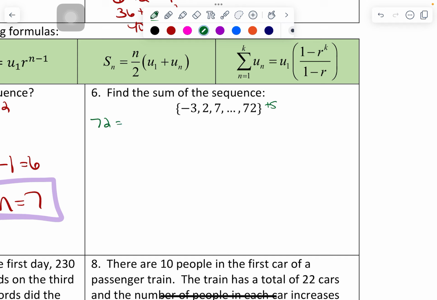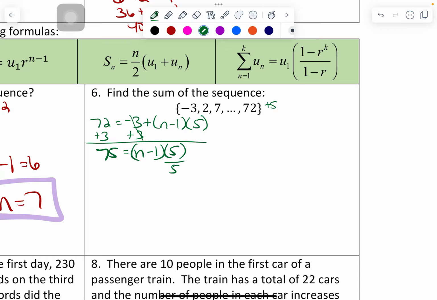So u sub n is equal to u sub 1 plus n minus 1 times d. I'm going to add 3 to both sides. So 75 is equal to n minus 1 times 5. I'm going to divide both sides by 5. That looks like I divided by 8. So let's try that again. Divide by 5. So n minus 1 is equal to 25, which makes 26 terms in the sequence.